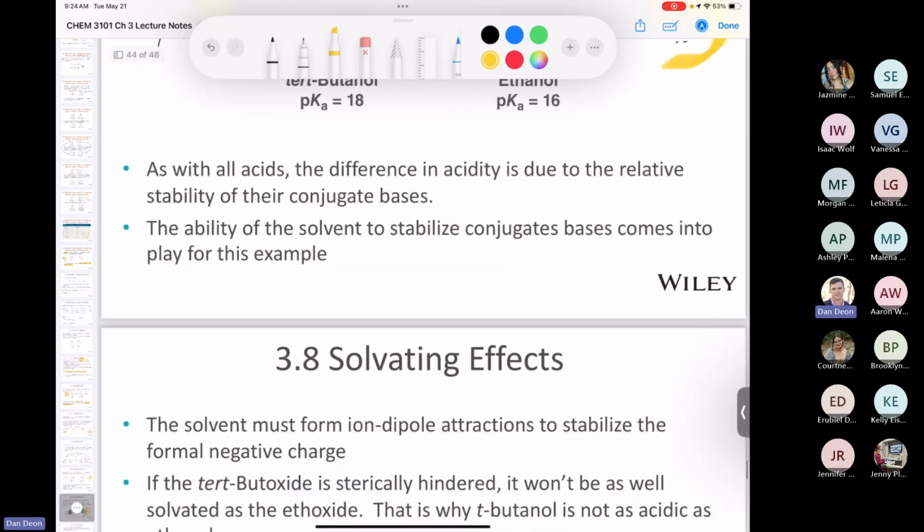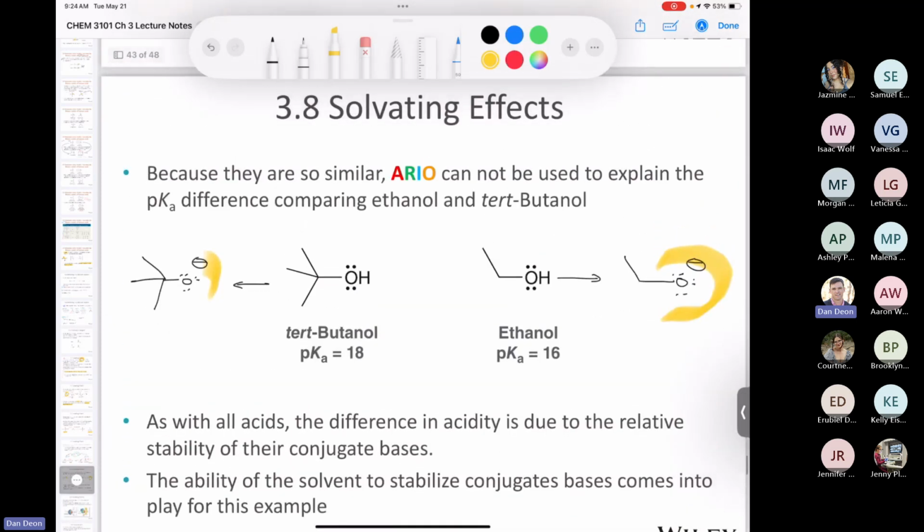So if you're wondering how much I'm going to ask you about solvation effects, really, I think this is about the only kind of example I'll come up with, something that involves an alcohol like this.